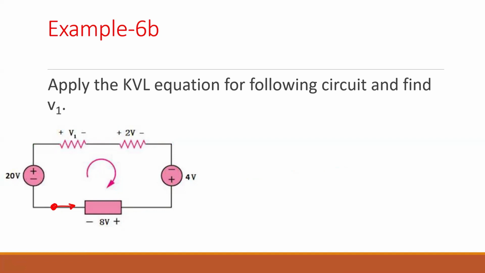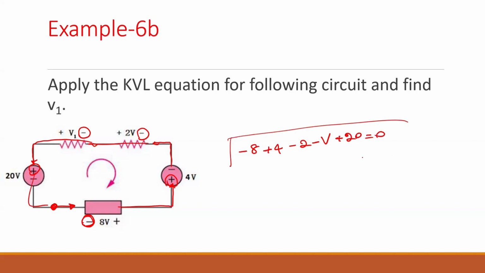Now I'm going in the opposite direction. So then in that case, what do we have now? 8 is what? Negative 8, because it is going to the negative side. So then you have a positive 4. Am I right? Then you have a negative 2, then you have a negative V, and then you're going to the positive 20. So it is equals to 0. So still, if you simplify this, you still will get V is equals to 14.